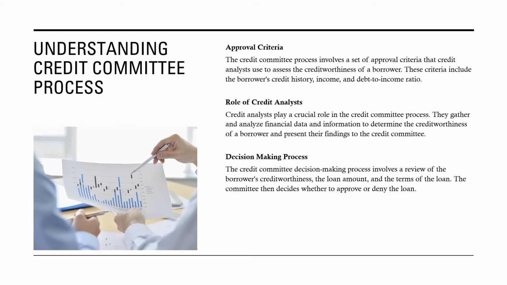They gather and analyze financial data and information to determine the creditworthiness of a borrower and present their findings to the credit committee. Decision-making process. The credit committee decision-making process involves a review of the borrower's creditworthiness, the loan amount, and the terms of the loan. The committee then decides whether to approve or deny the loan.